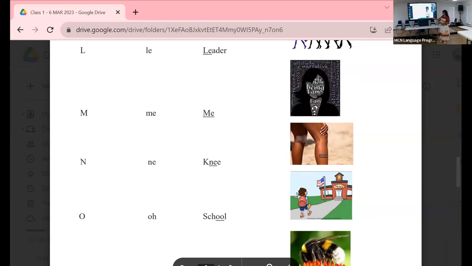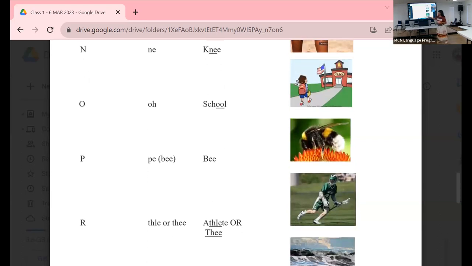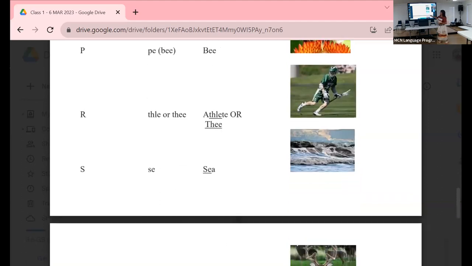The O is the oh sound, like in school. I just looked at that today, and if you guys know, when we're trying to present things, we are always constantly studying and making things up. But I think a better picture, and I will update this, is the oh sound like moon. I'm sorry, that's for the U. Okay, school. School sound. The P, B sound. And then the B. Sometimes it's more of a P sound, sometimes B sound. Binwa, like in Turkey. Binwa. You got your R. It's either lee or thee, like athlete or thee. So I've got athlete.